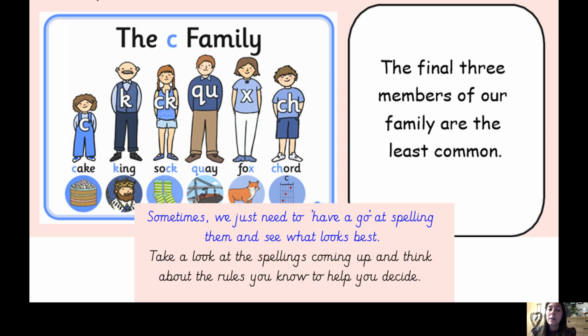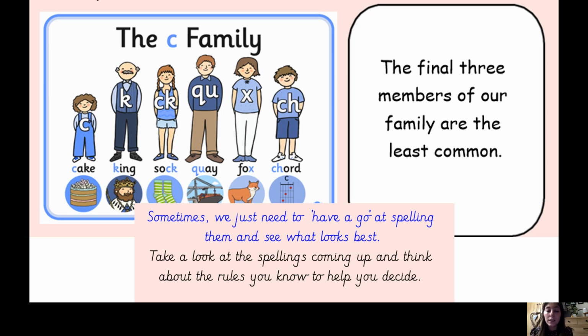These last three family members we're going to meet a little bit today, but there aren't any rules for these family members. We just really don't see them very often spelling this k sound in words. So sometimes when we're spelling, there's not really a rule we can follow, but we just need to have a go. And that means try and spell it with the different graphemes and see which one looks right.